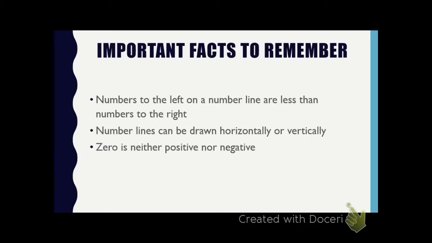All right, before we begin, though, we always start with our important facts to remember. Numbers to the left on a number line are less than numbers to the right. So when you're drawing your number lines, the further a number is to the left, whether it's positive or negative, the less value it has. The further it is to the right, the more value it has. And then make sure you understand that number lines can be drawn horizontally or vertically. And I will give you some examples with both of those today. And don't forget, 0 is neither positive nor negative.